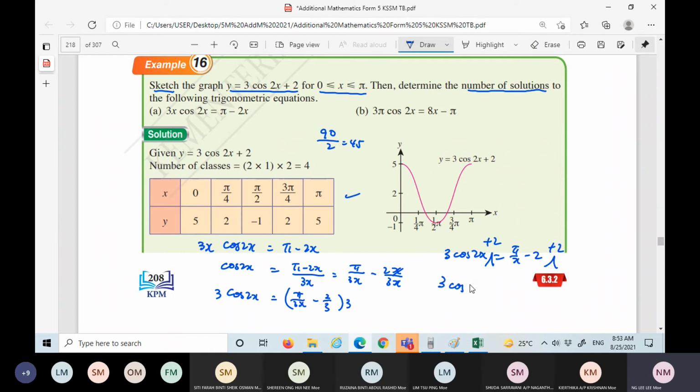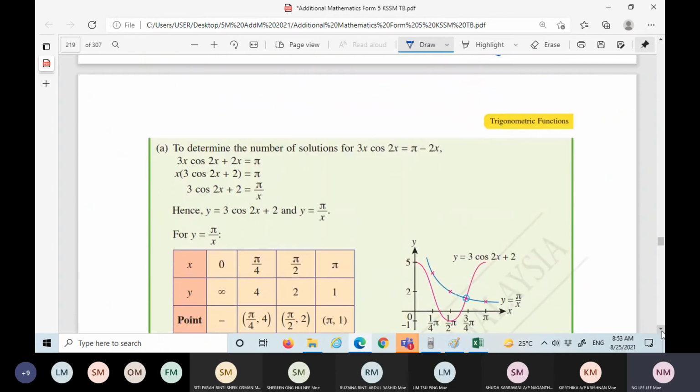Now almost there already. So pi over x, sorry, this is x, minus 2 plus 2, this one's 0. So this is the trigo graph. Before the part A, I have already the trigo graph. Then this is the other one that I need to draw, or I need to sketch. So you need to sketch y equals pi over x for part A. So this is how you get the question.